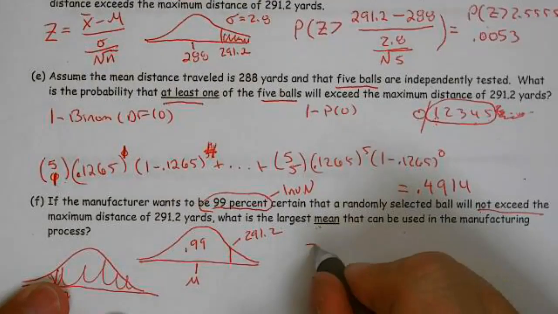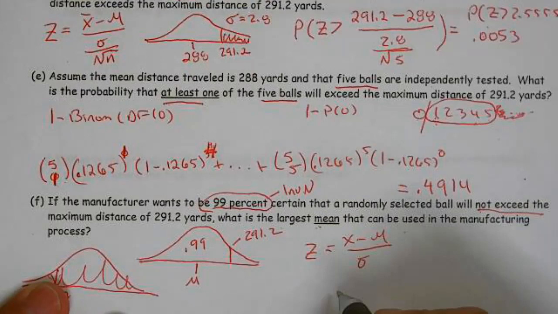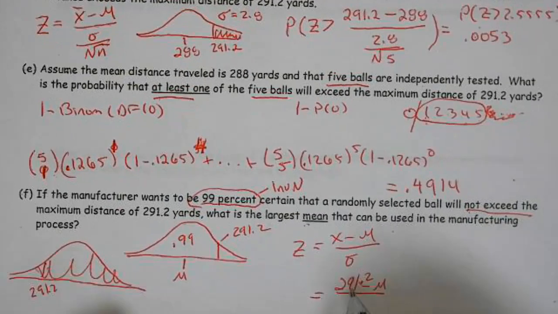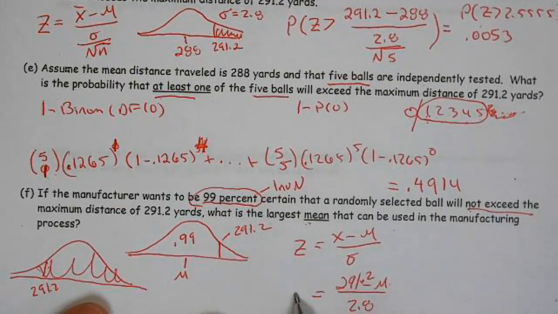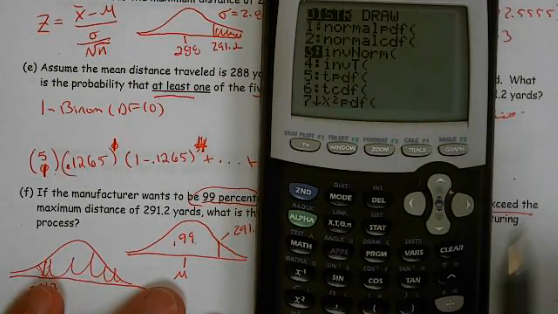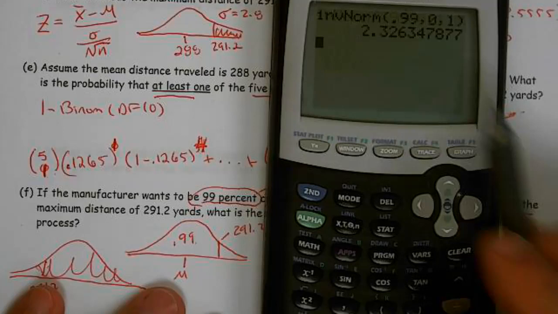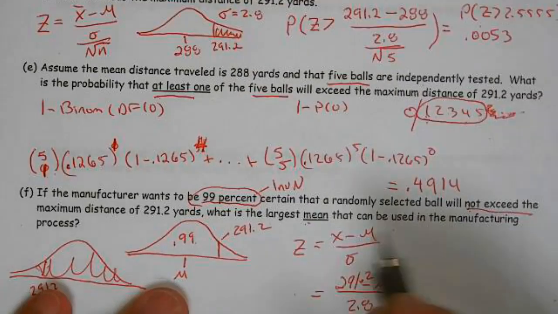So I go to my z equals x minus mu over sigma, and I start plugging in what I know. Well, I know I don't have my mean. I can't exceed this 291.2. That I can't exceed. And I know my standard deviation is 2.8. Well, I have a problem here. I don't have my mean and I don't have a z-score. But because I have the 99%, I can go ahead and calculate that z-score by going second vars, inverse norm, which is 0.99, mean is 0, standard deviation of 1, and I end up getting a z-score of 2.326.